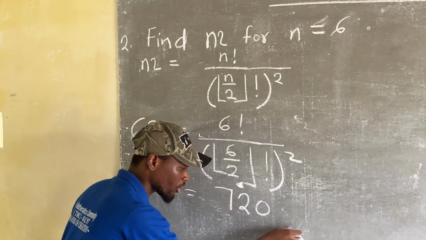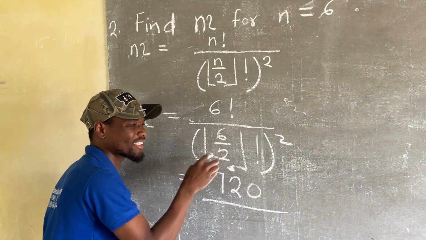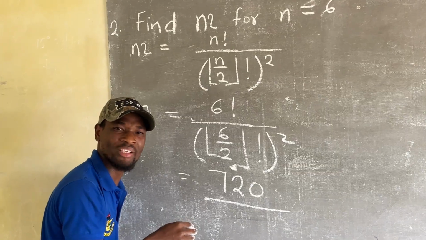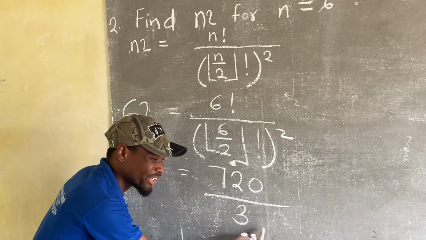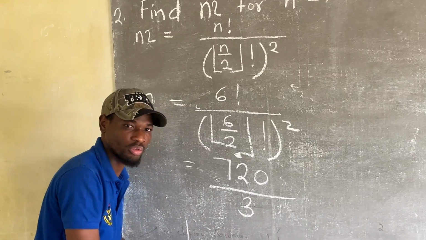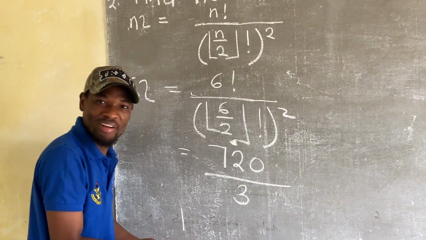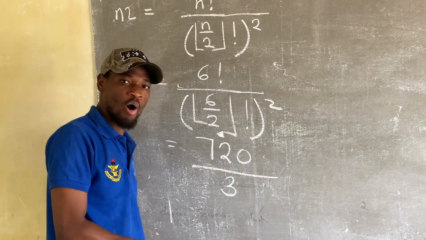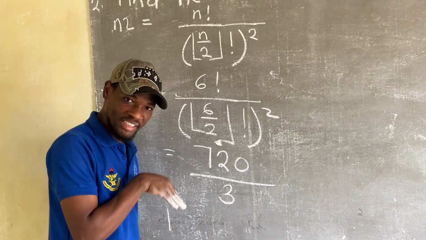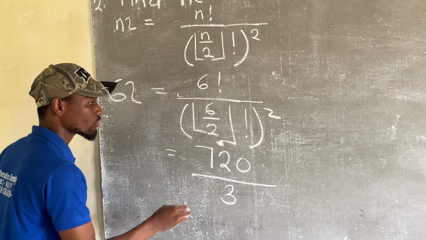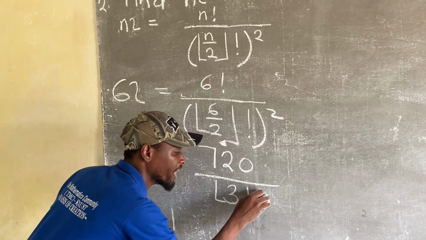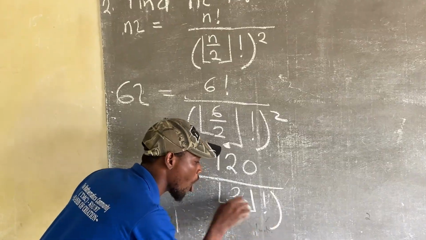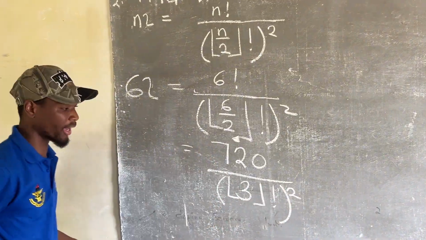6 factorial is equal to 720. Then all over, what is 6 over 2? It is 3. So we are not going to worry about rounding down a number. You simply take the whole number. The floor of 3 is the same as 3. Then let me bring my floor over here, then factorial, all squared.